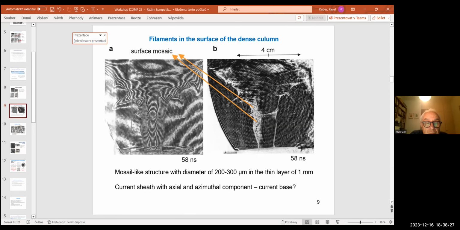The detail, the filament in the surface of the column, we see in these double pictures. Interferometer and Schlieren are taken in the same moment, in the same position. It means the structure is observed in a very thin layer on the surface, and its structure is mosaic-like. It has irregular direction.